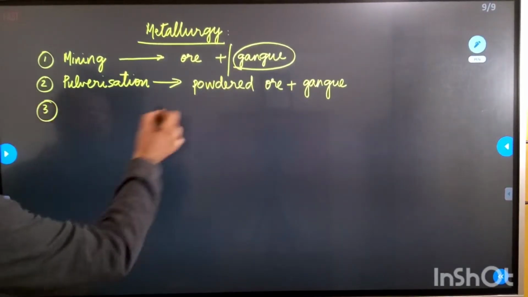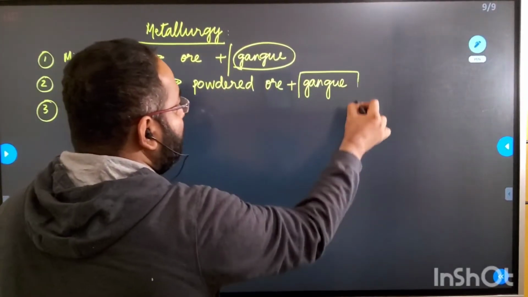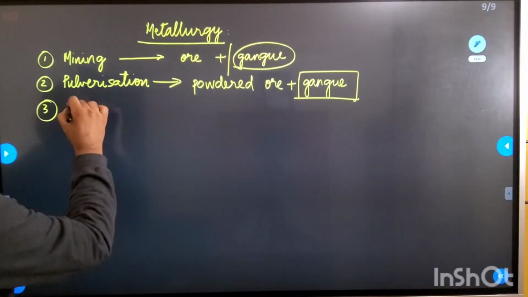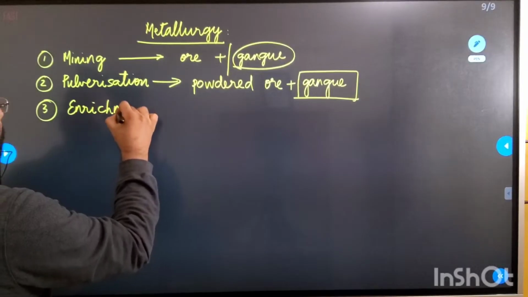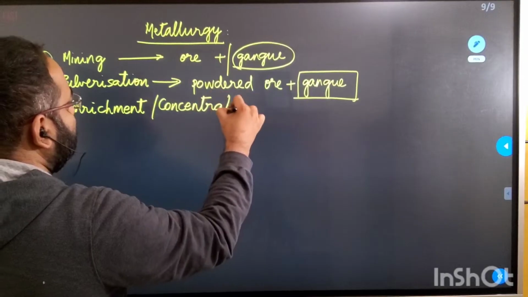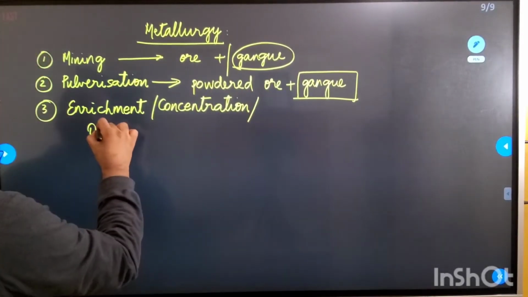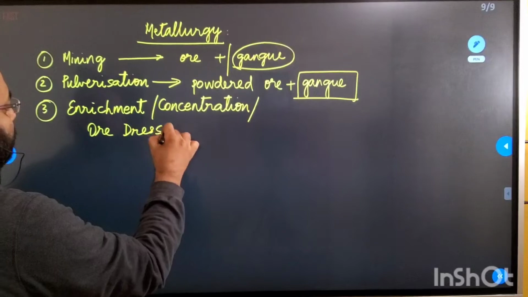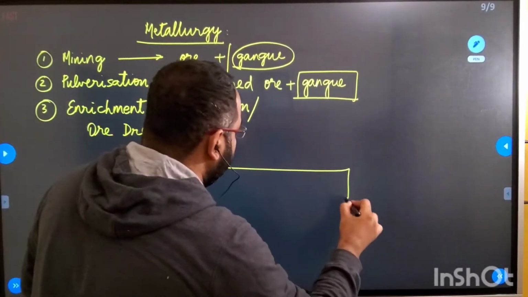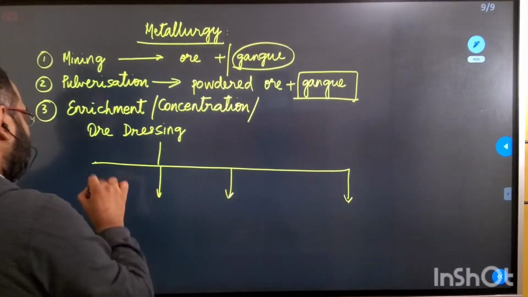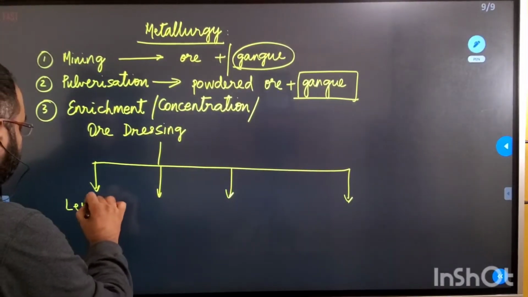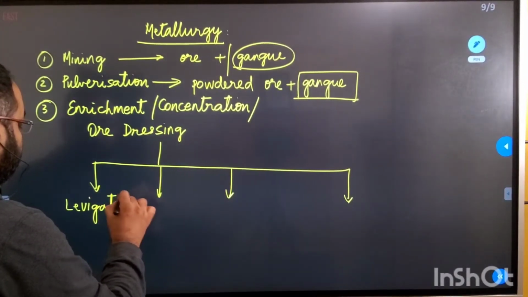Once you pulverize it or convert it into powder, the next step is to remove the gangue out. Now, the step that we're going to call now is called as enrichment of ore, or sometimes also referred to as concentration of the ore. In certain books, you may also see the word ore dressing. So basically what you're doing is trying to get rid of the gangue particles. Now, there are four methods that we generally use for this. There are many more, but I'll tell you the most common ones. First one is called as levigation or gravity separation.